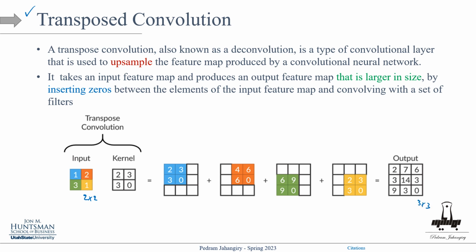We're going to apply a 2x2 filter to different parts of the input individually, and then we're going to add them up together to come up with our new output, which is upscaled.